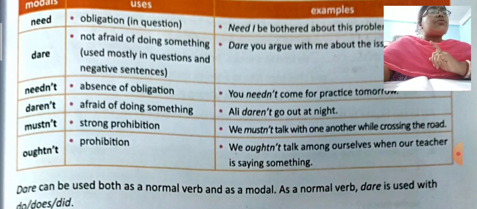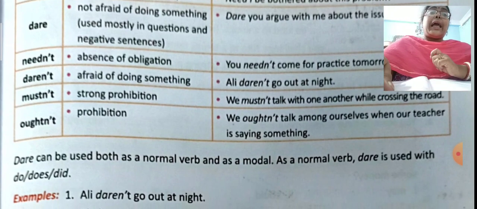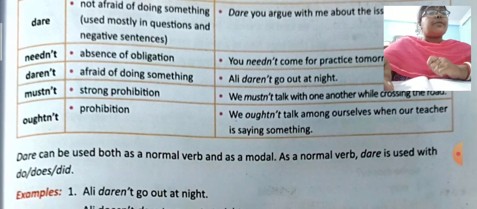Must not. Strong prohibition. What is that? You must not do this work. You must not talk with one another while crossing the road. You must not handle knives and forks when you are at home. You must not put the gas oven on when you are alone at home. So it's a strong prohibition. Should not be done.